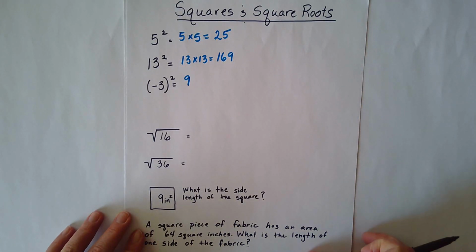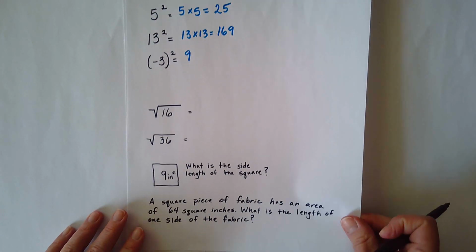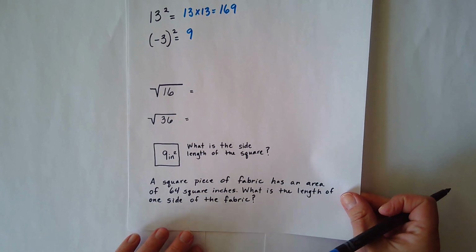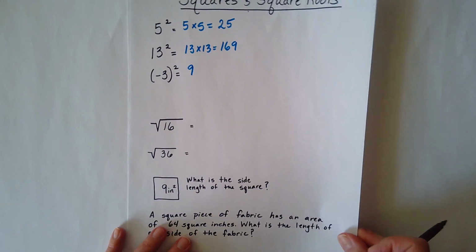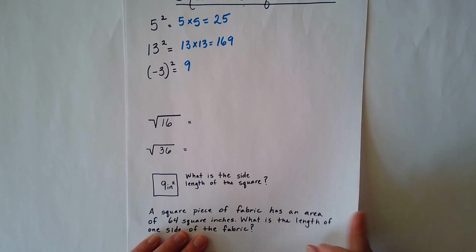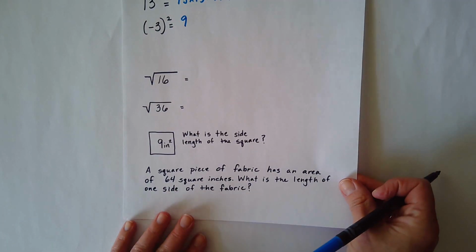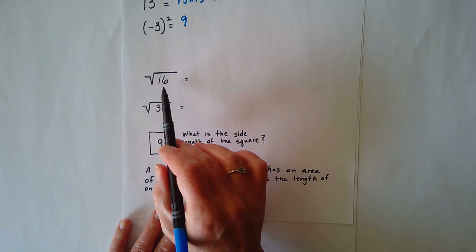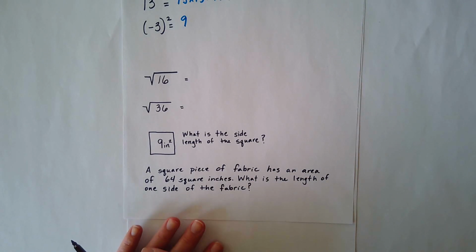Now, the opposite of squaring something is to find the square root. That's where we ask ourselves, what number times itself equals that number? So what is the square root of 16?